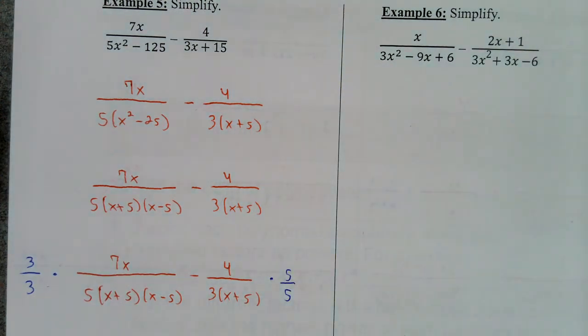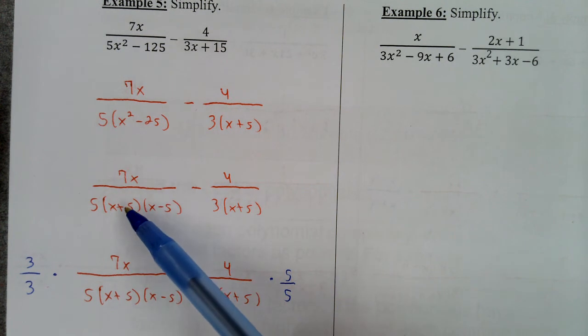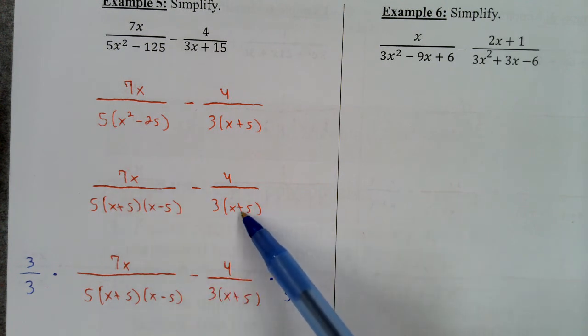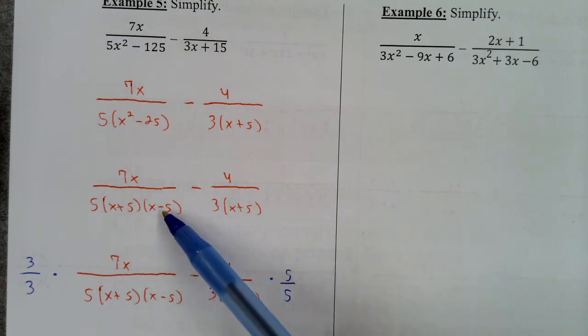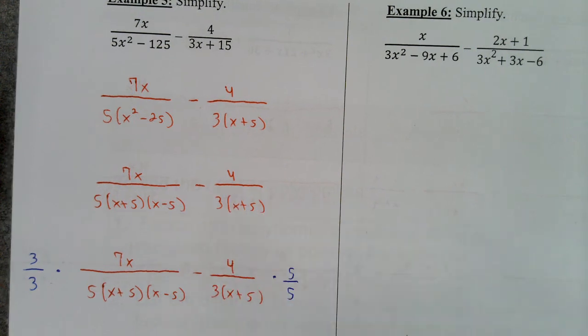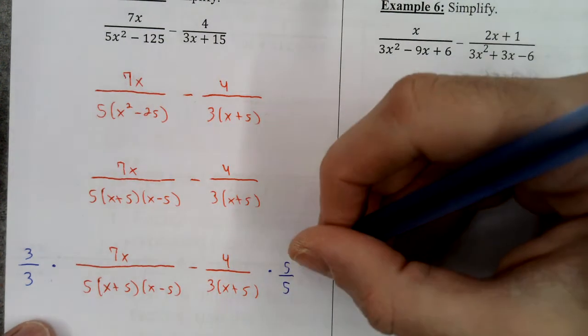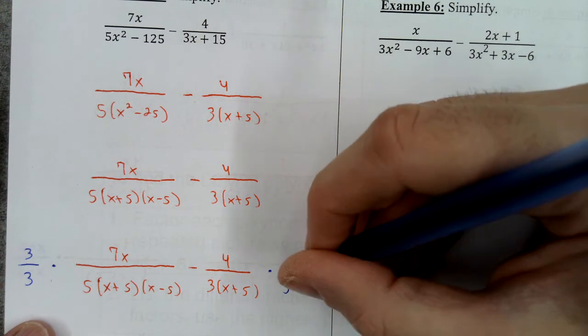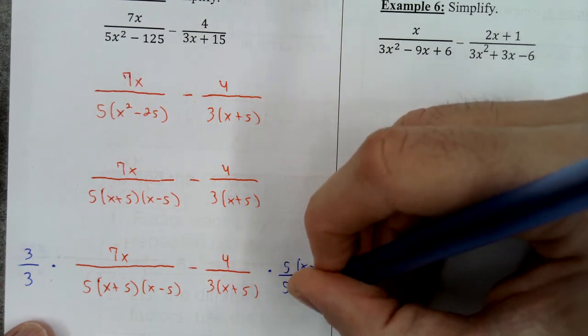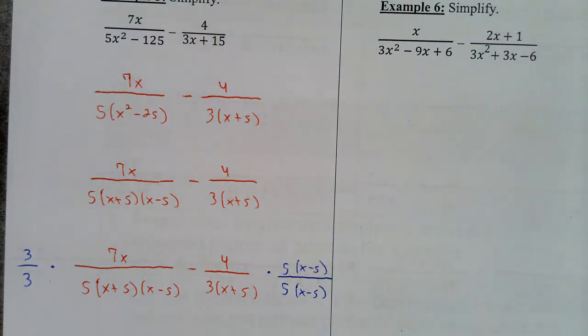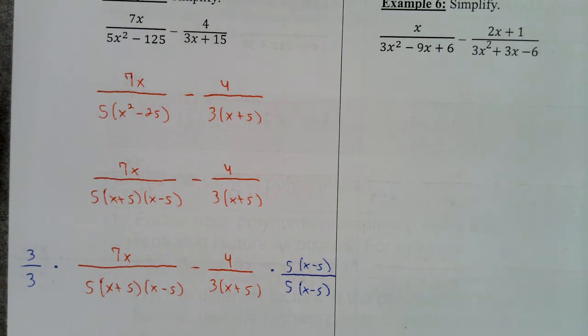But there's more, okay? Both denominators have an x plus 5, so that's great. This denominator has an x minus 5. This one does not. So I'm also going to multiply by x minus 5. Doing that will give me a common denominator now.